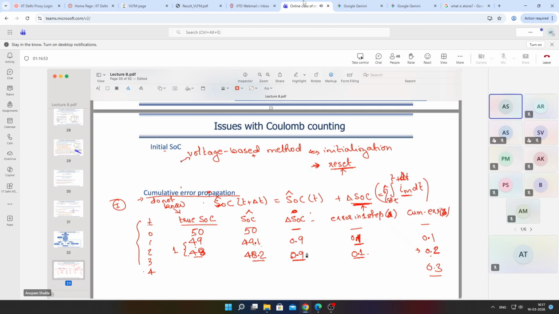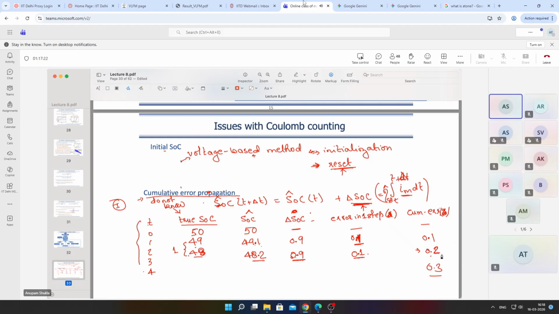The actual drop, the drop that the method has estimated, is 0.9. So the error which has been introduced in the second step, in this updation from 1 to 2, is 1 minus 0.9, which is 0.1. But what is the total error? The estimation is 48.2. The true value is 48. So actually we have introduced an error of 0.2 percentage.